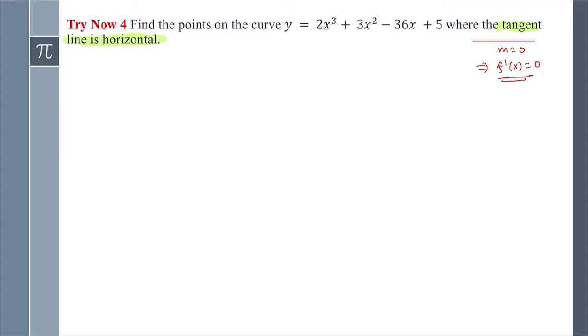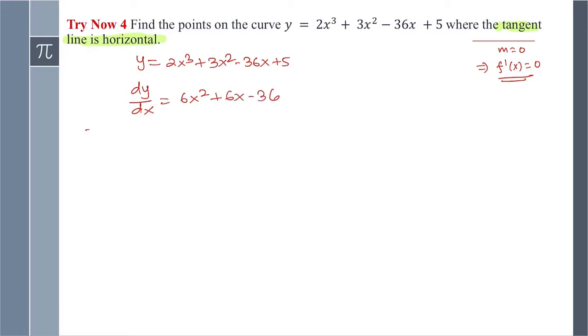That's what we have to look at, okay? So horizontal tangent line means the slope of the tangent is 0. The slope of the tangent is 0 means the first derivative is 0. So what we need to do first is find the derivative of this function. So let's go ahead and do that. We have y equals 2x cubed plus 3x squared minus 36x plus 5. Now let's find the derivative. dy over dx equals 6x squared plus 6x minus 36.